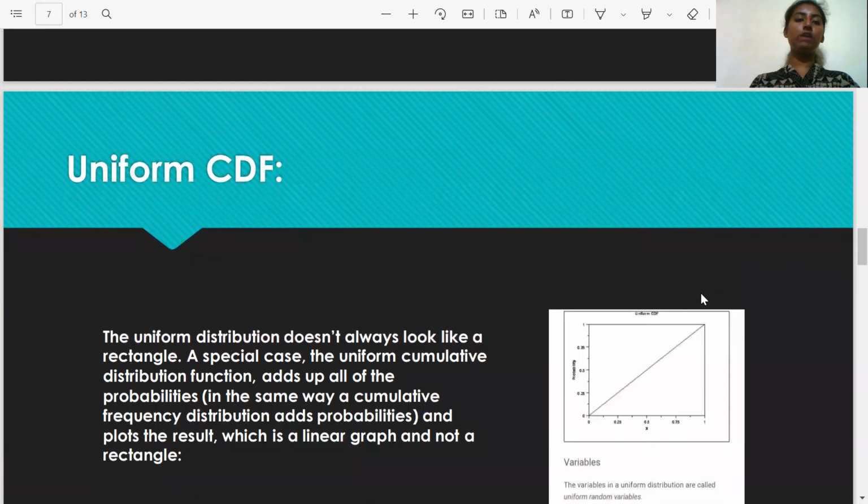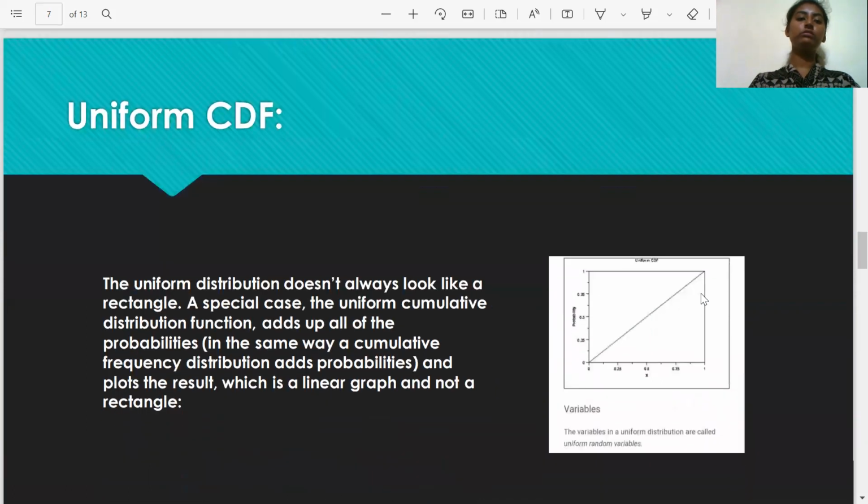Uniform CDF. The uniform distribution doesn't always look like a rectangle. A special case, the uniform cumulative distribution function, adds up all of the possibilities and plots the result, which is a linear graph and not a rectangle.